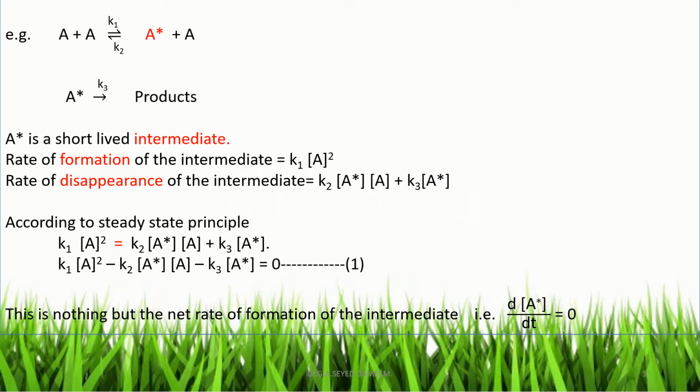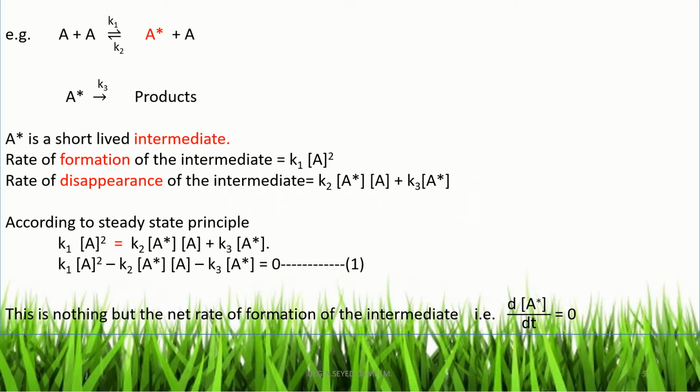Now according to the steady state principle, the rate of formation of the intermediate is equal to the rate of disappearance of the intermediate. Therefore, K1 A square is equal to K2 A star A plus K3 A star. Changing the right hand side to the left hand side, the equation becomes K1 A square minus K2 A star A minus K3 A star, that is equal to 0. Let this be equation 1.